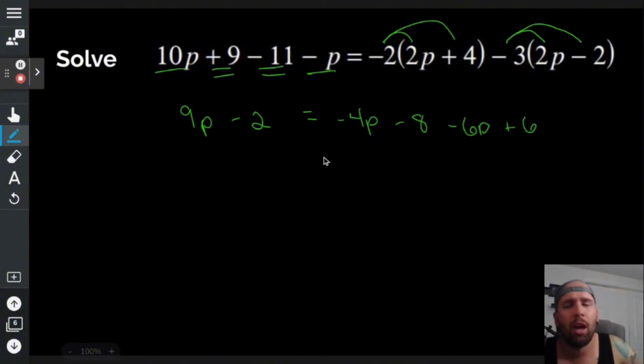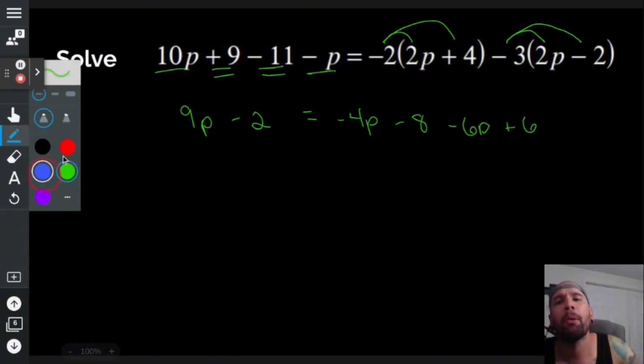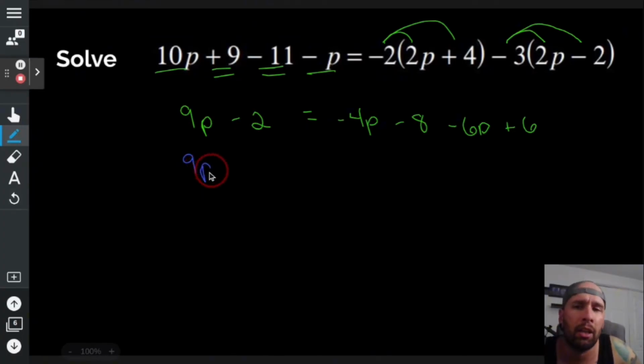Now, on the right side, the same thing that happened originally on the left side happens: we can combine like terms. Right now, nothing changes on the left side. On the right side, we combine negative 4p and negative 6p to make negative 10p. And then we have negative 8 and positive 6, which is negative 2. So I take away my... you'll see what I mean in a second. Negative 10p on the right, 9p on the left.